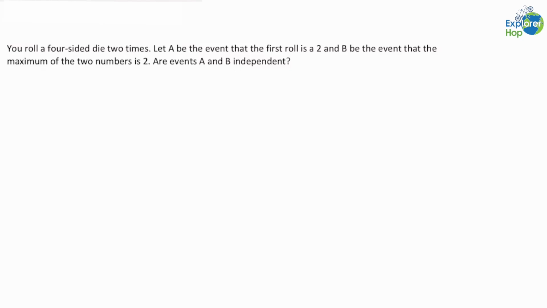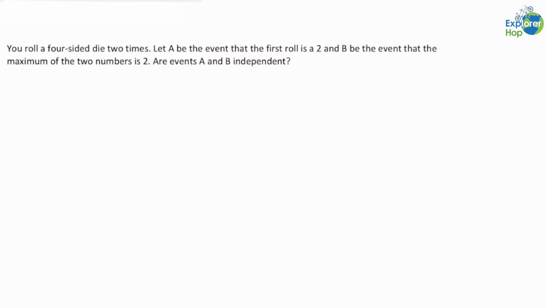So for this example, we're told that you roll a four-sided die 2 times. Then we let A be the event that the first roll is a 2, and B be the event that the maximum of the two numbers is 2. Are events A and B independent?